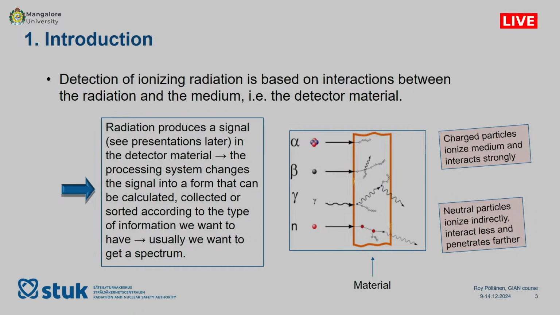And the data processing system, or signal processing system, changes the signal into a form that can be calculated, collected, or sorted according to the type of information we want to have. And usually what we want to have is a spectrum.